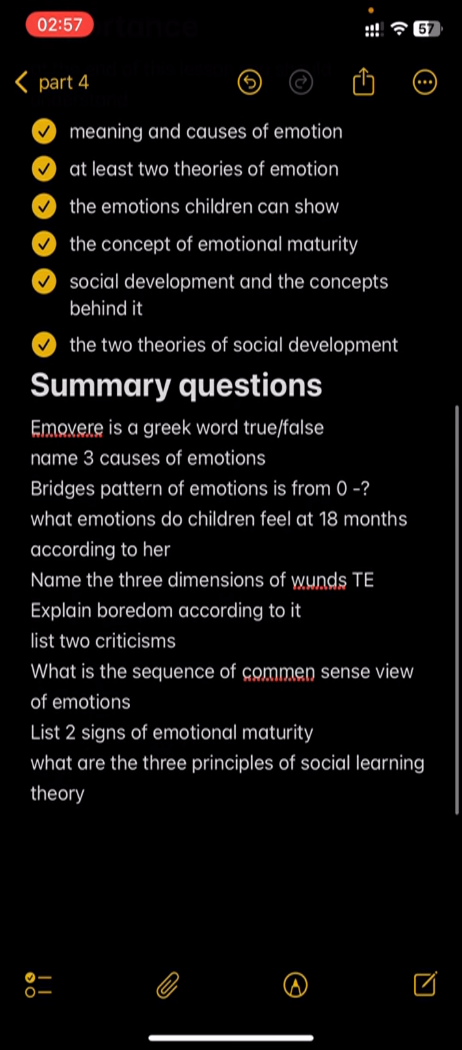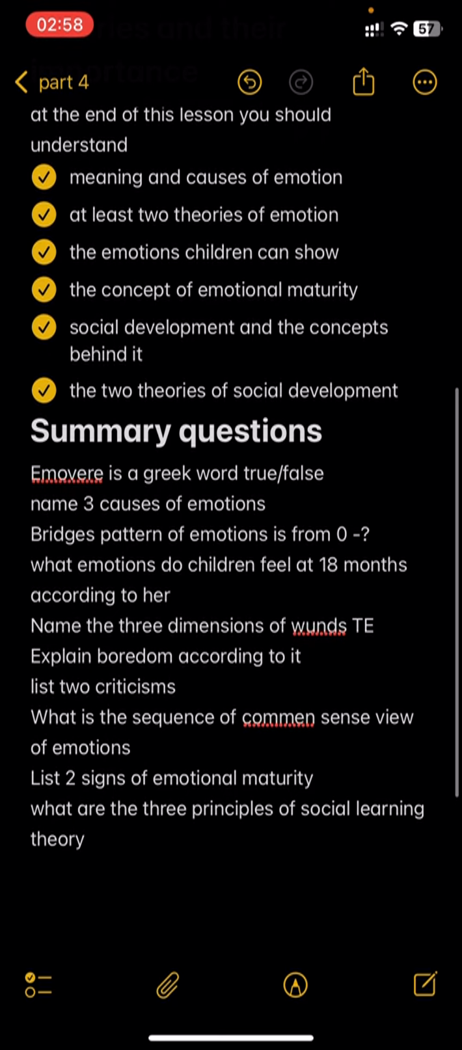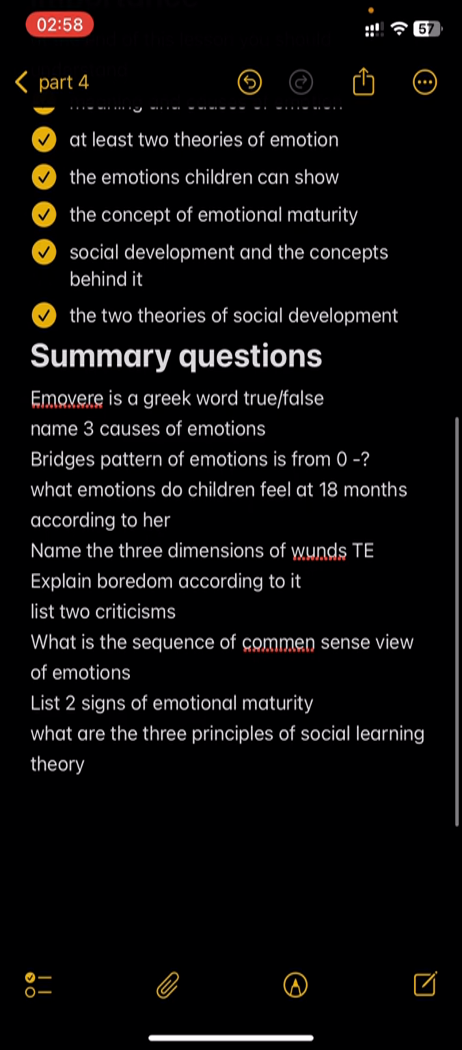Name three causes of emotion. So, change or adjustment in social background or social institution. You meet strange faces. Then Bridges' pattern of emotion.